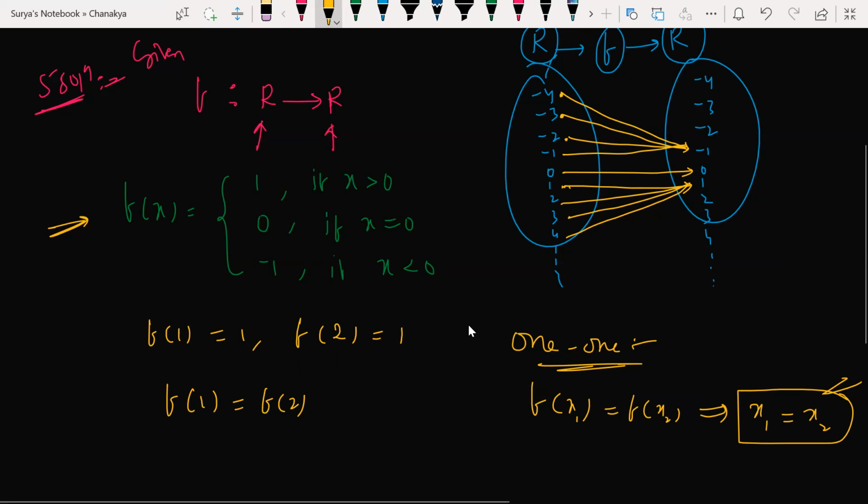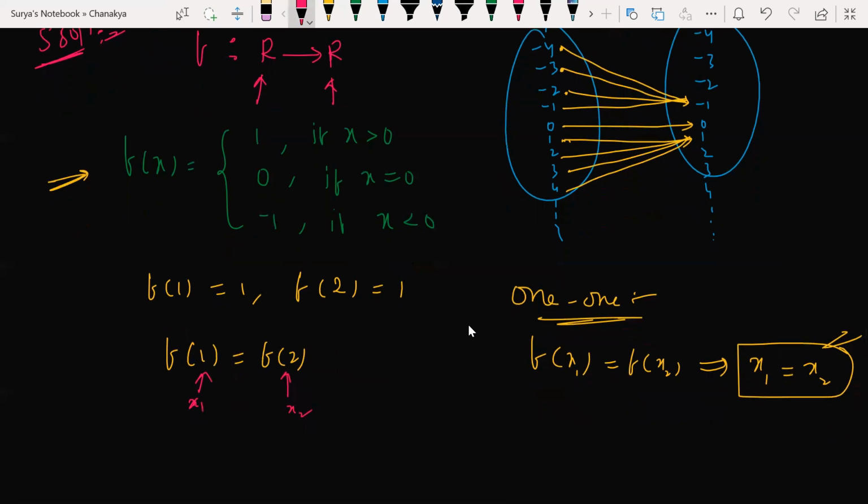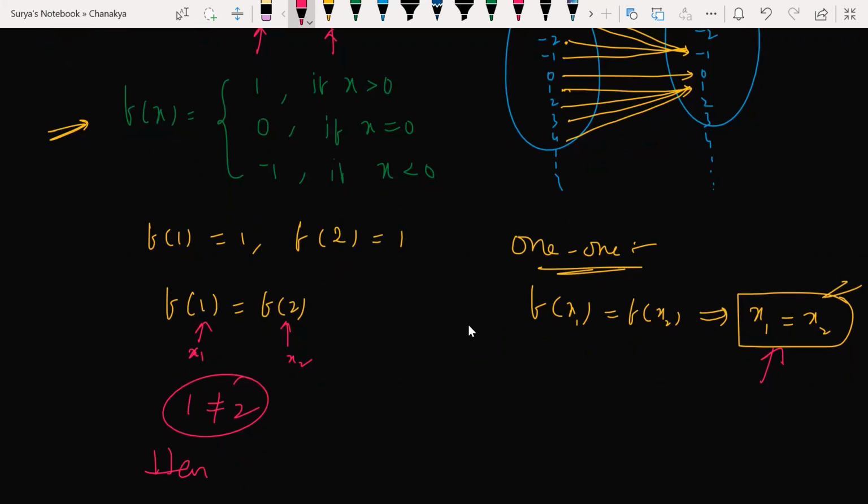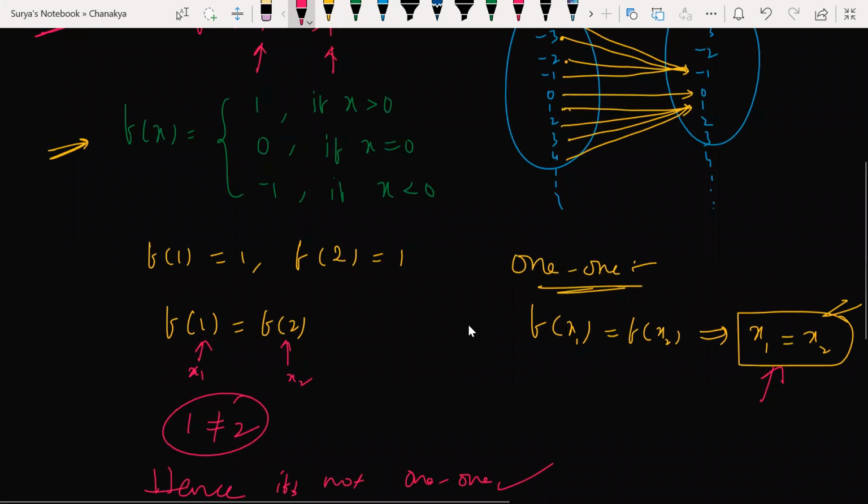Yes, they are equal. Now check. This is x1 and this is x2. For showing one-one, x1 must be equal to x2. But here 1 is not equal to 2, beta. So it is not one-one. Very simple. Is there any difficulty understanding this? That is what we learned. Now we are applying the definition in the concept. We learned the definition, now we are applying it in the question. Check kar lo. Understood my point? Clear? Yes, 1 is not equal to 2. Hence it's not one-one. I'm writing roughly, beta. You try to understand. Yes, I just proved that.